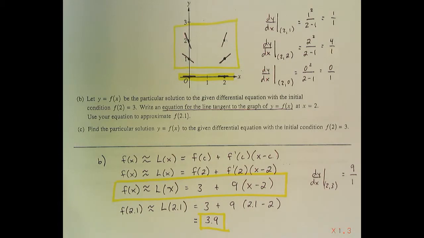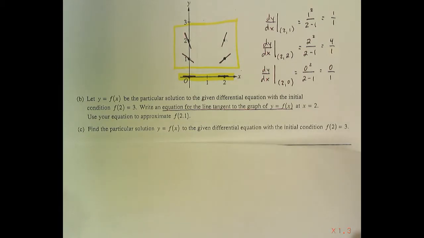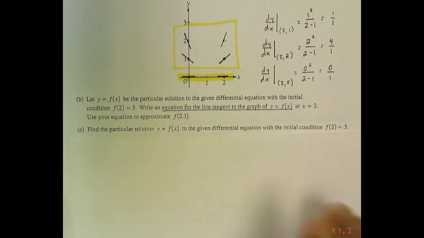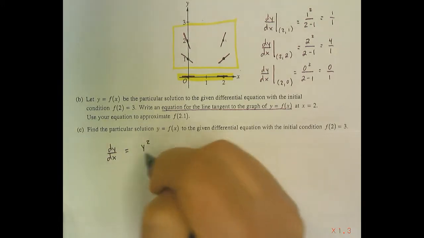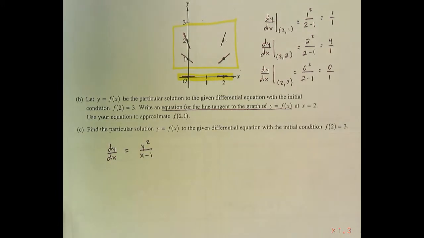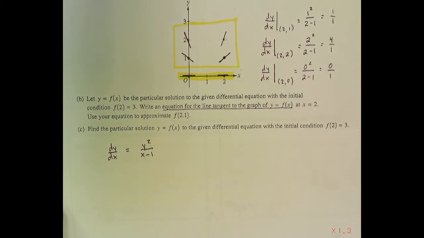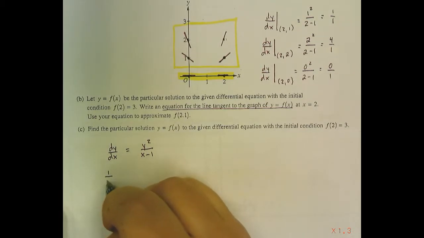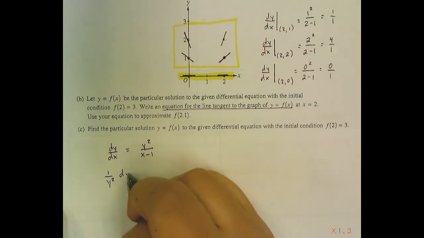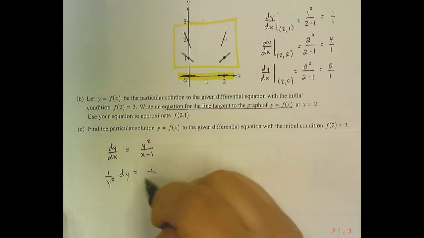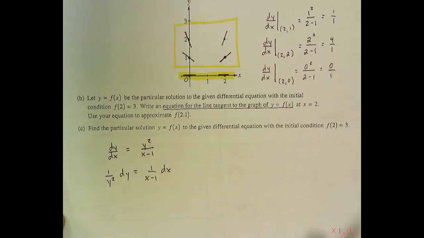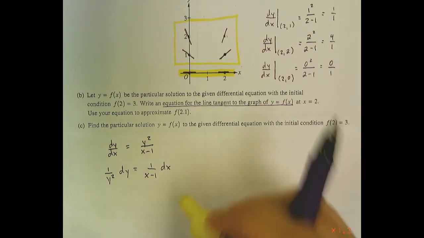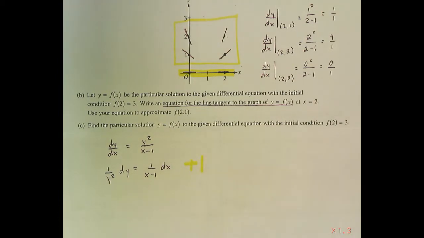Okay then, let's do part C, finding the particular solution. So this is where the separation of variables comes in. And we have dy dx is equal to y squared over x minus 1. So step 1 is to separate the variables. So I'm going to divide y squared to the left and multiply dx to the right. So there's our separation of variables. Plus 1 if you correctly separated the variables.